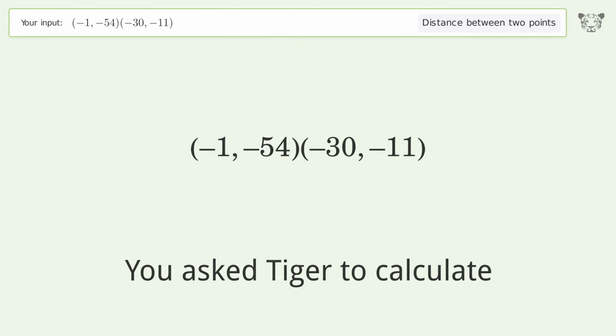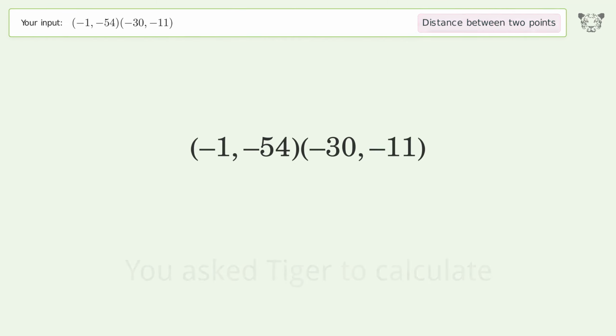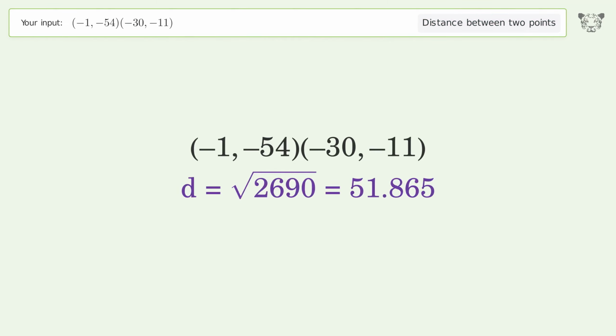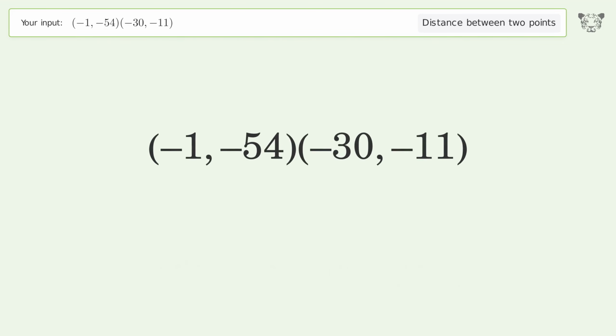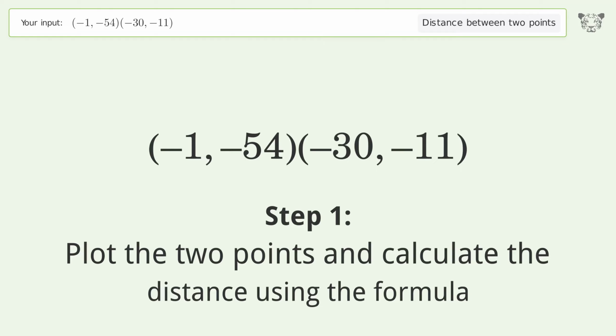You ask Tiger to calculate. This deals with the distance between 2 points. The distance between the 2 points is the square root of 2,690, or 51.865. Let's solve it step by step. Plot the 2 points and calculate the distance using the formula.